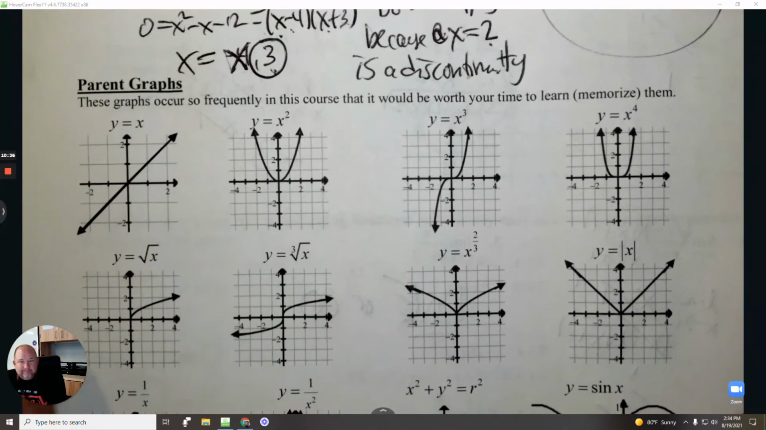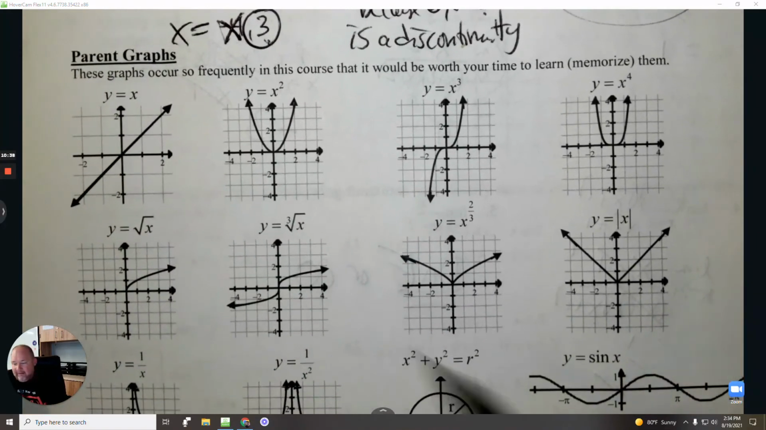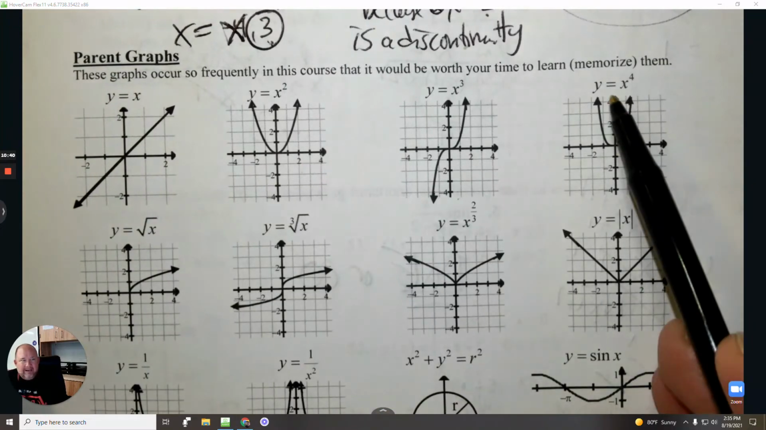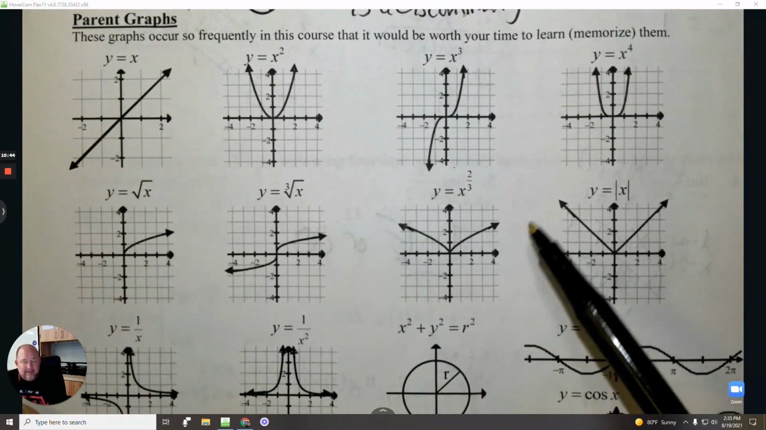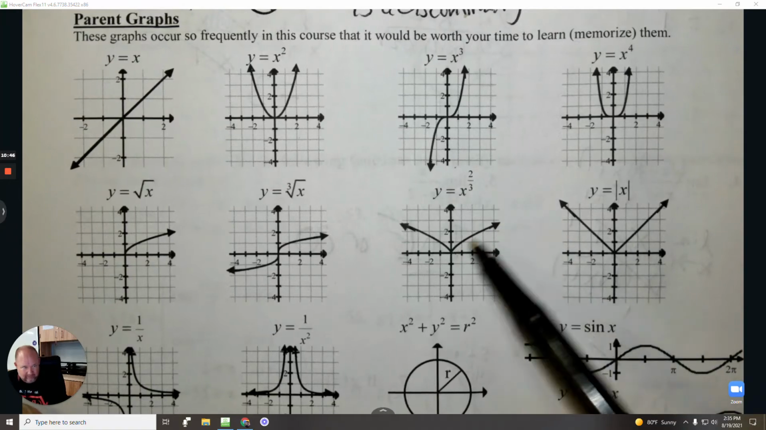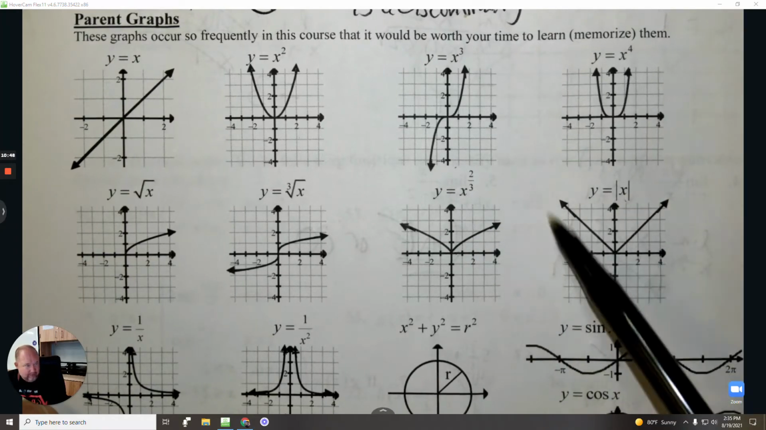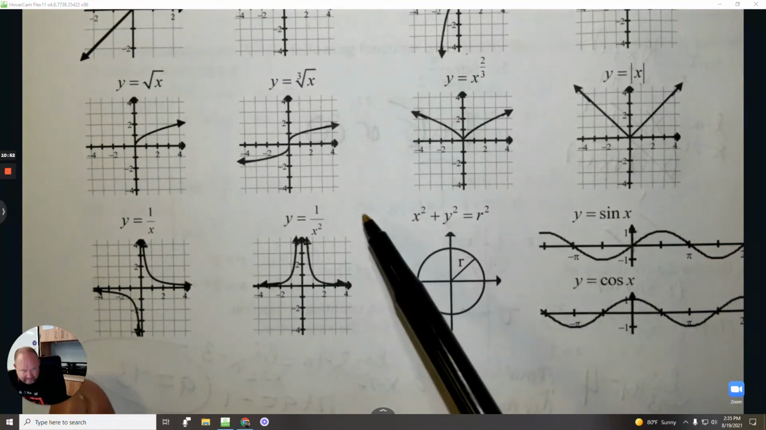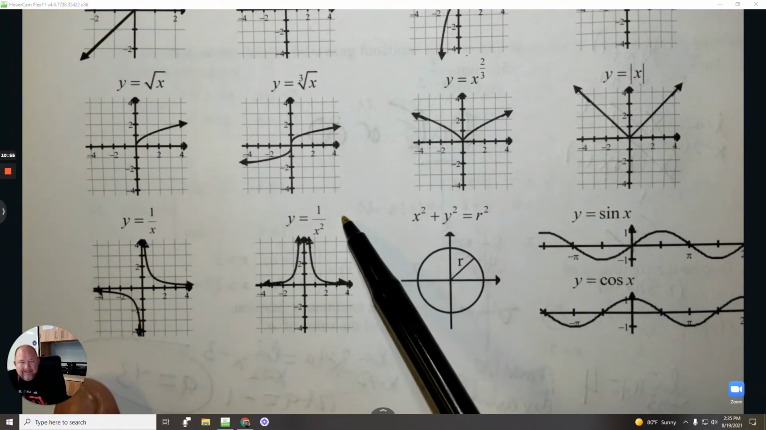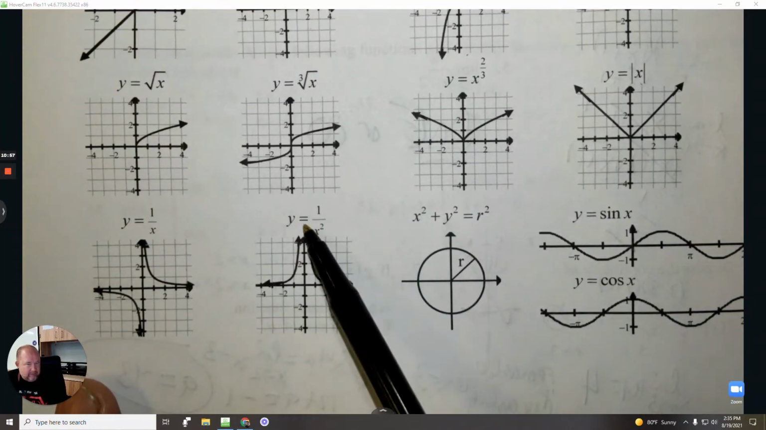Parent graphs. You know these. A line, a parabola, a cube function. X to the fourth is like a parabola. Square root of x, cube root of x, x to the 2/3. I think it looks like a seagull. The absolute value of x, a v. 1 over x, a reciprocal function. 1 over x squared is a reflection of this so that both ends go up in the middle.